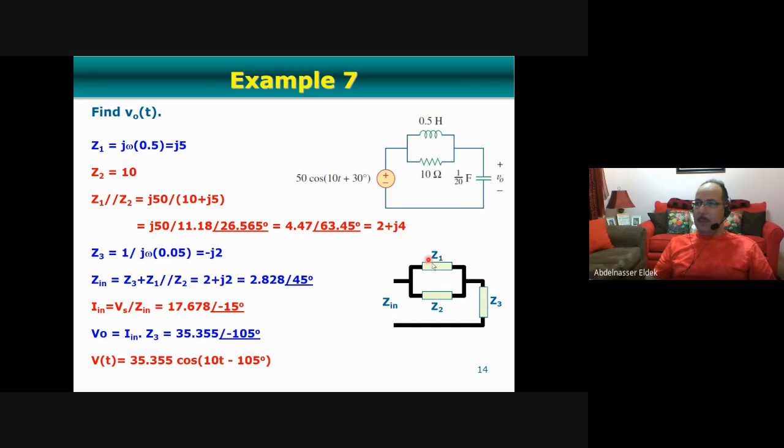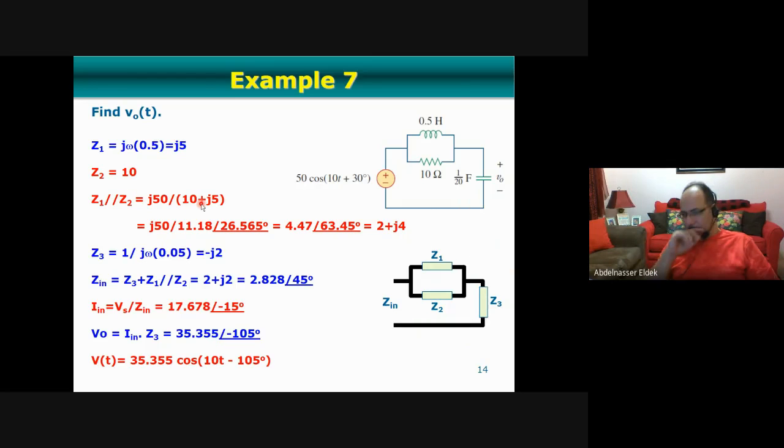So first we need to find Z1. What is Z1? Z1 is j omega L. What is omega? Omega is 10. So it will be j times 10 times 0.5, which is 5. So this is j5. Z2 is just a resistor, so it's 10. And then you parallelize these two with each other. Z1 and Z2, you multiply, divided by the summation. So 10 times j5 is j50, divided by 10 plus j5, here it is.